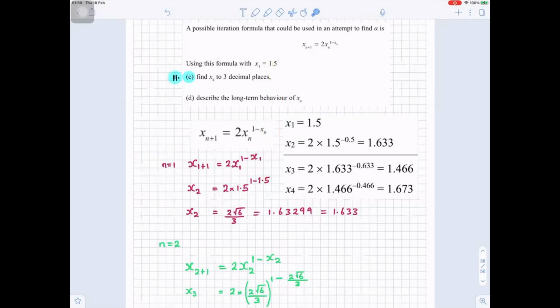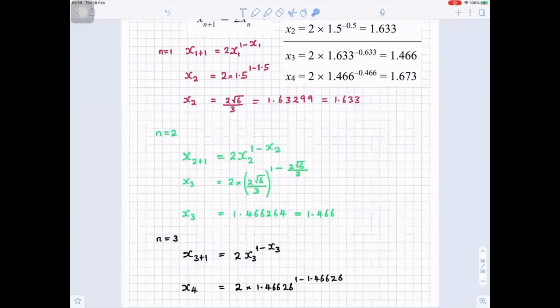And you get the first one as 1.633. The next one, when n is 2, it'll be 2 plus 1, that'll give you 3. So it'll be x2 and x2. So we will substitute 2 times x2 to the power 1 minus x2, and that'll give us 1.466. And that would be x3, 1.466.